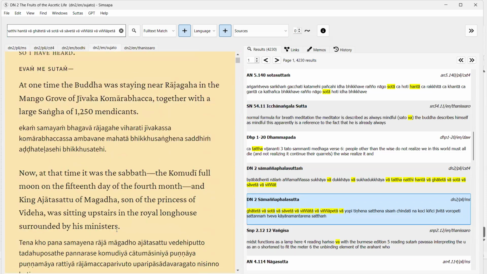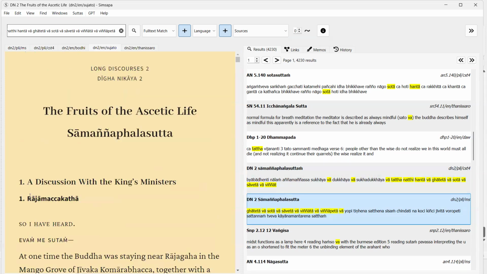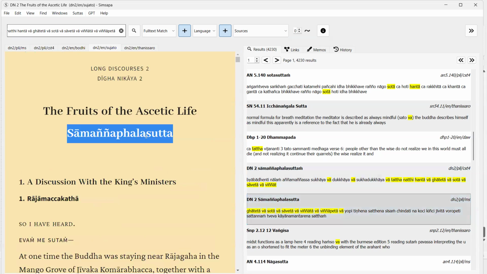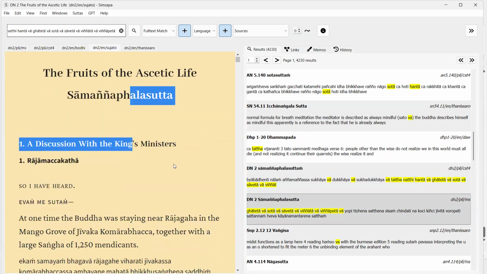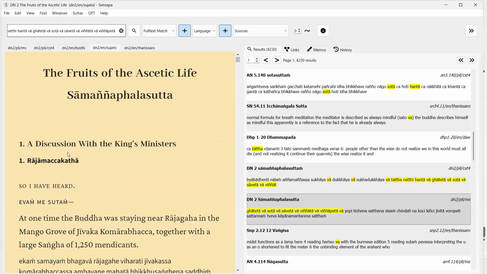So you scroll down, you're able to find the same line because these are the lines we put in, up to here. You should take from here. This line. Can you see? Tatta nati hanta until this. That means it's definitely under here. If you look at the title here, can you see the word pala is a fruit. Samana is an ascetic. So here then you can read through.